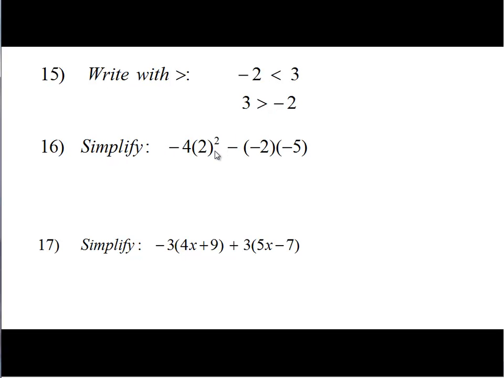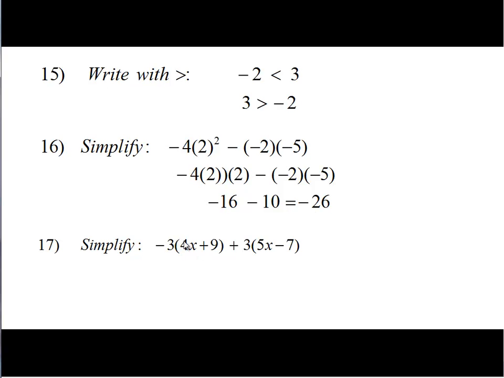Okay, simplify. 2 squared means you write it twice. So you have -4 with 2 2's, and then -2, -5. This turns out to be -8 minus, and a -2 times a -5. These cancel, make a plus, so it's 10. So it's -16. 4 times 2 is 8 times 2 is -16. 2 times 5 is 10. And -16 minus 10 is -26.